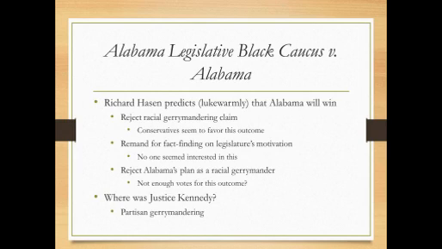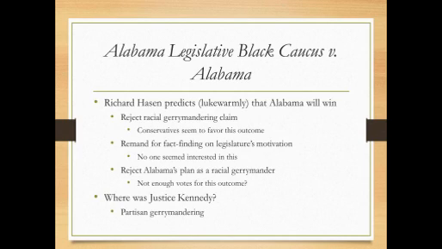It can reject the racial gerrymandering claim, and the conservatives seem inclined to do that. Justice Roberts, I believe, made the point I was making before, which is Alabama said, look, if we actually had reduced the percentage of black voters, we would have been in trouble. So how can this really be racial gerrymandering now?